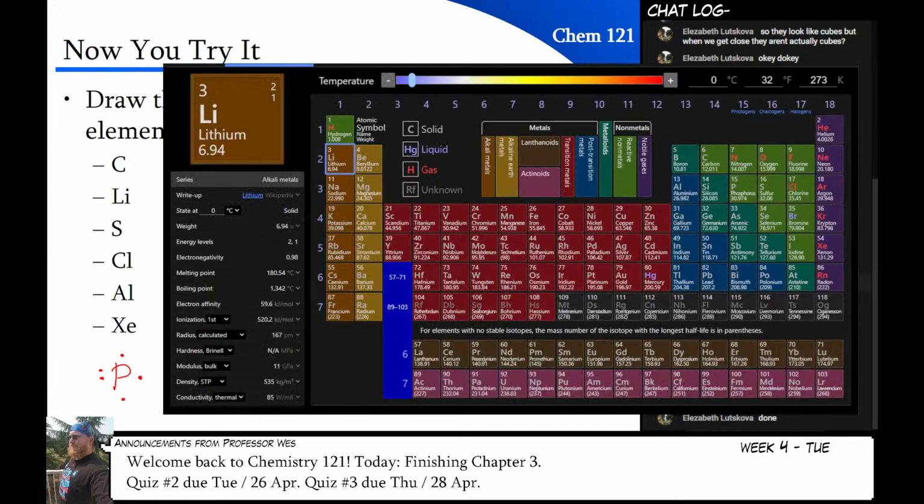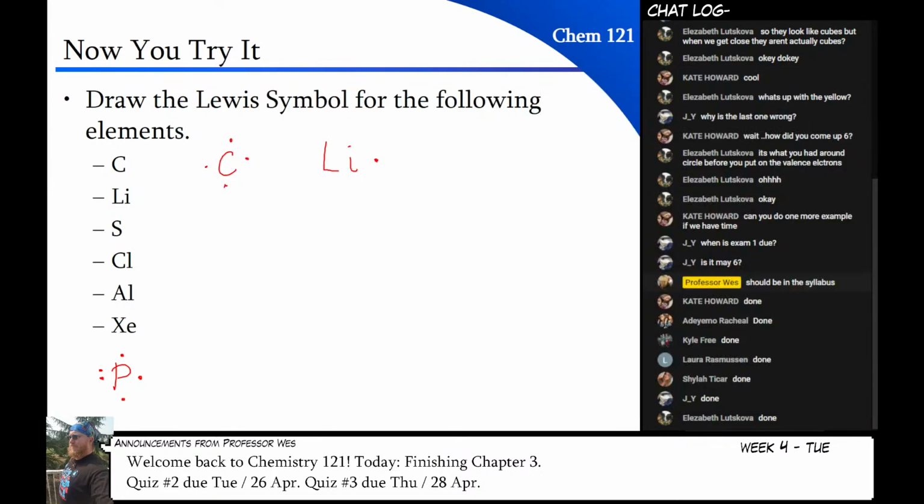Sulfur is in group 16, so it has 6 valence electrons. And so we do sulfur, 1, 2, 3, 4, 5, 6.